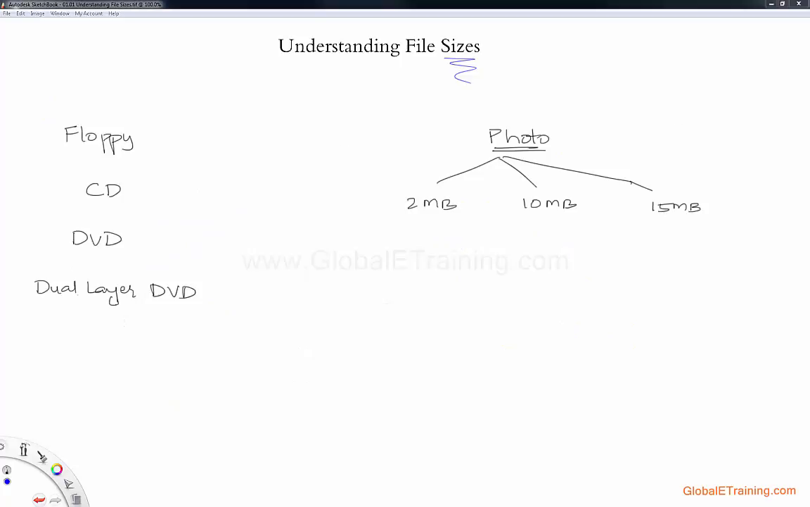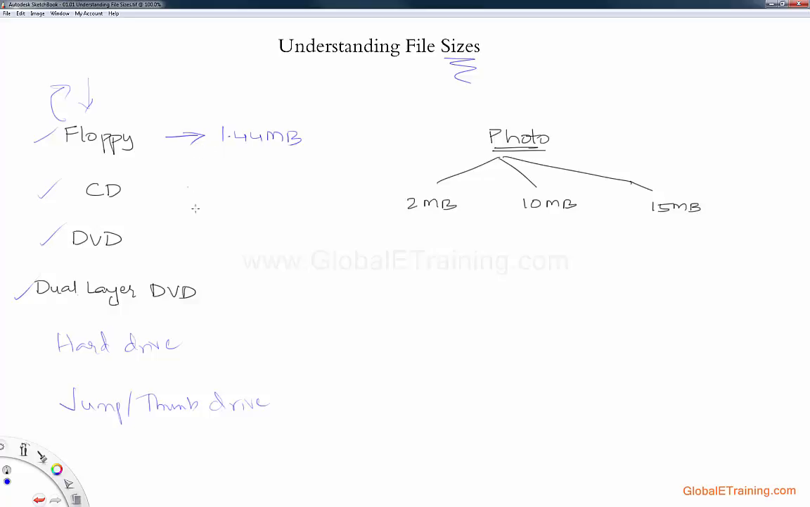Okay, let's look at this. A floppy, CD, DVD, dual layer DVD, you might have heard all this. You'll also have hard drive. You'll have jump or thumb drive. Floppy, you might not have seen it. Nobody uses floppies nowadays. It's 1.44 MB in size. I mean, there are floppy drives that are smaller than this size, way back like 15 years ago.